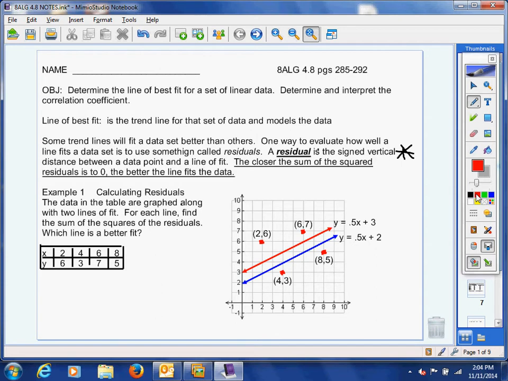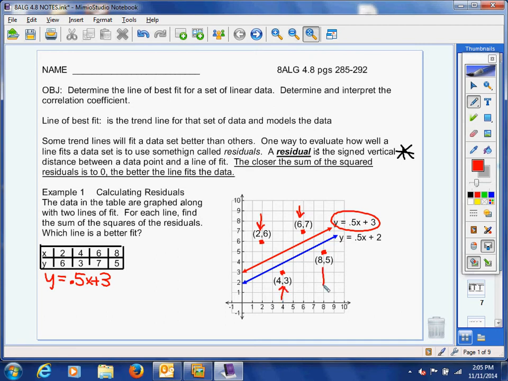So let's focus on that first line, which is y equals 0.5x plus 3. If you don't know where I got that, out here to the side is the name of each line. The red line is y equals 1/2 x plus 3, and the blue line is y equals 1/2 x plus 2. Now to calculate residuals, there are 4 points: (2, 6), (6, 7), (4, 3), and (8, 5).